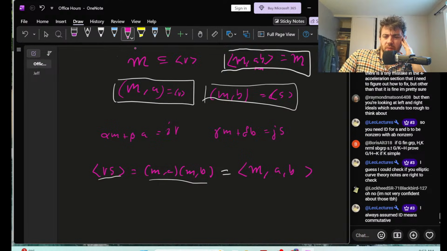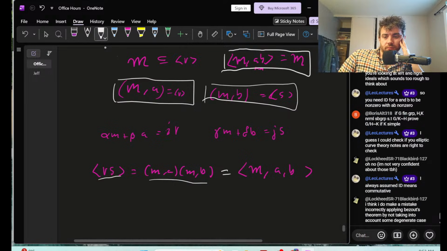Integral domain does mean commutative. It absolutely does. Boris, maybe if you ask your question tomorrow, we can come back to it. Yeah. You think you do make a mistake incorrectly applying Bézout's theorem? So we have this product.